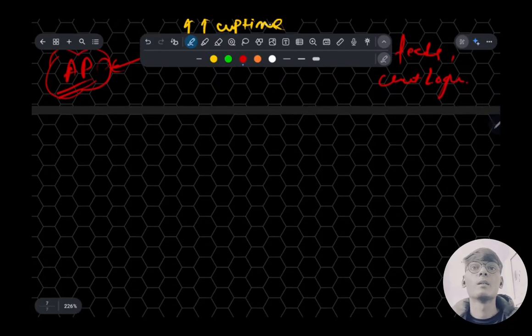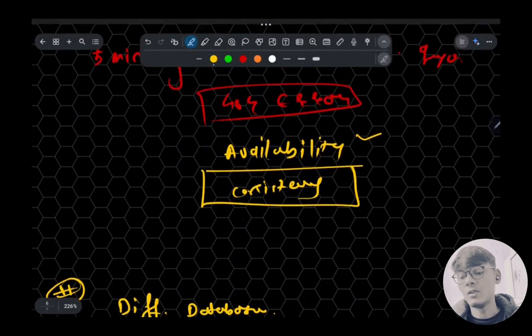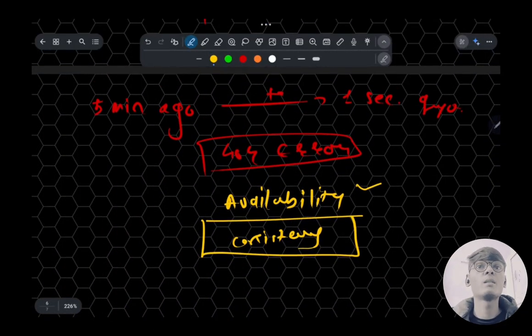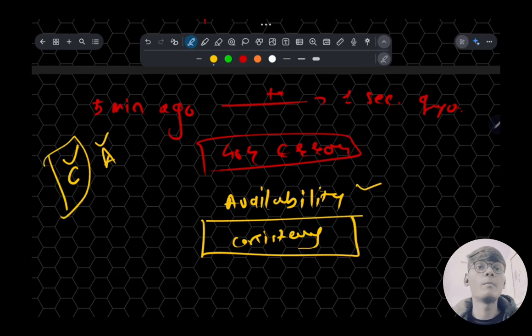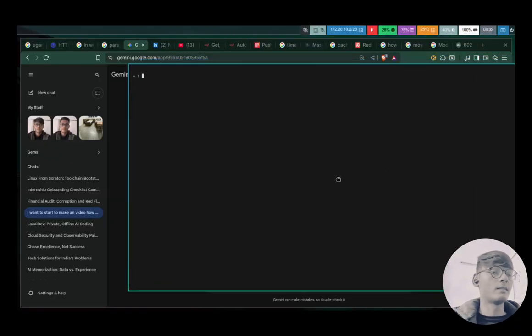Don't pick a database because it's trendy. Pick it based on which letter you are willing to sacrifice, C or A, consistency or availability. If you are building a banking network, or where inventory and billing are important, you choose consistency. If you are building a social platform, then you choose availability. We will check the exact code.